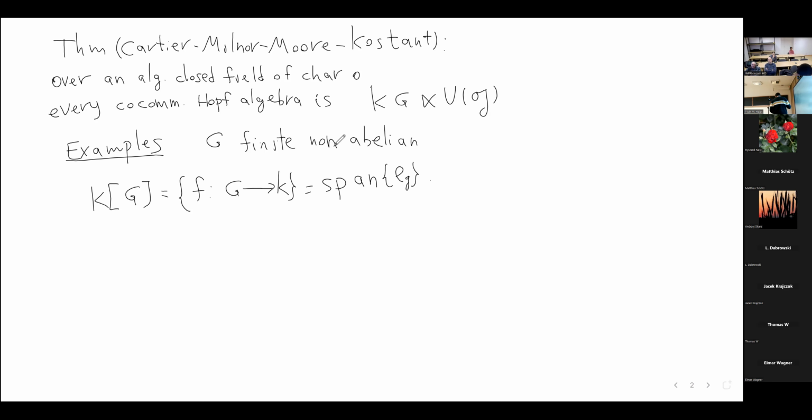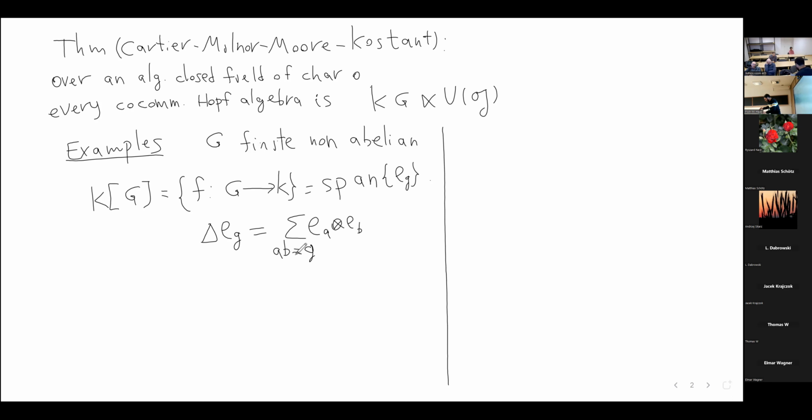These are orthogonal idempotents. I think of e_g as the thing that takes 1 on g and 0 on all the other group elements. The co-multiplication is induced from the multiplication on G. It takes the form delta of e_g equals the sum of e_a tensor e_b, such that ab is equal to g. As you can see here, since a, b and b, a are not necessarily the same, this is not going to be co-commutative for a general non-abelian G.